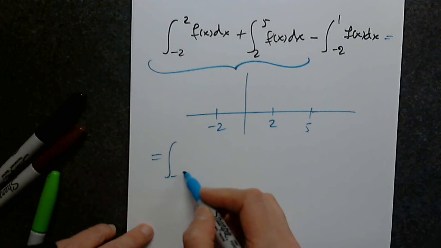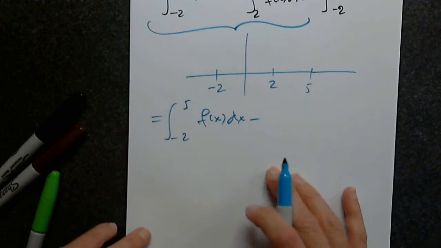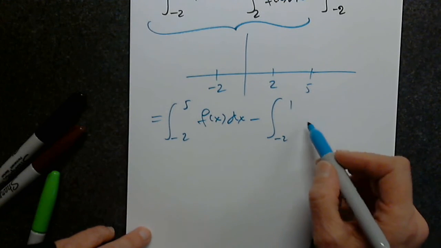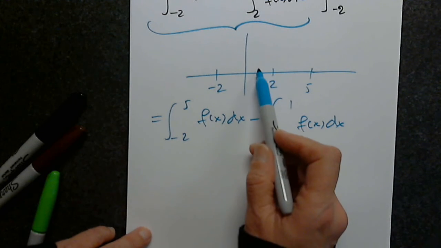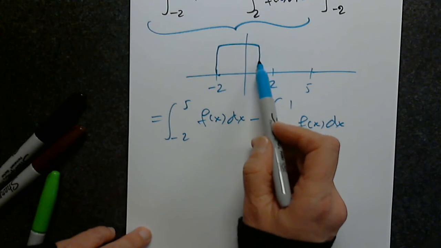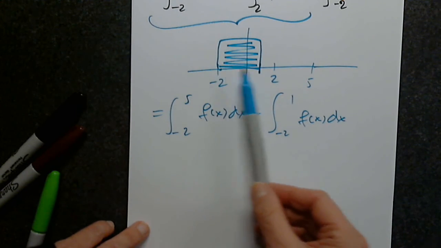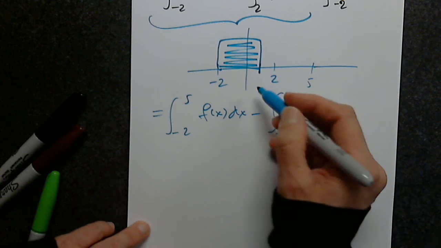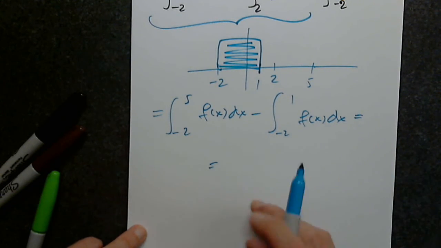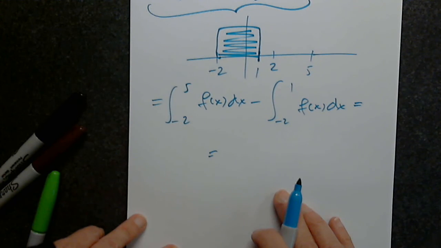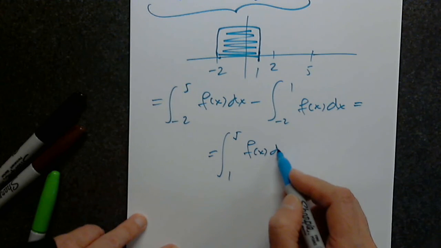The integral from negative 2 to 5, very good, of f of x dx, minus the integral from negative 2 to 1 of f of x dx. But the integral from negative 2 to 1 is this piece. So from the integral from negative 2 to 5, I want to subtract the integral from negative 2 to 1. So what are we left with? 1 to 5. Excellent. The integral from 1 to 5 of f of x dx.